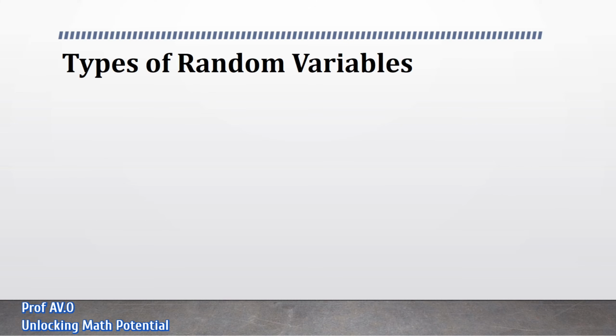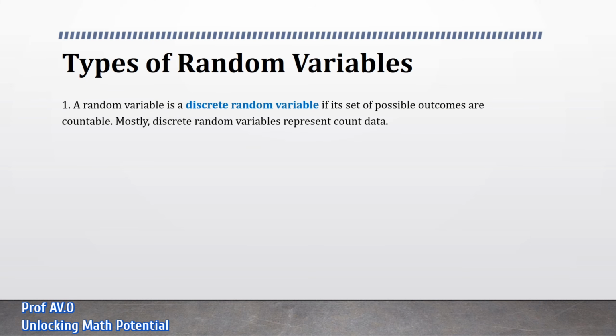Now, let's discuss the types of random variables. So we have 2 types of random variables. First, a random variable is discrete random variable if its set of possible outcomes are countable. Mostly discrete random variable represent count data. So again, just remember when we say discrete random variable, the set of possible outcomes are countable. So it represents count data.